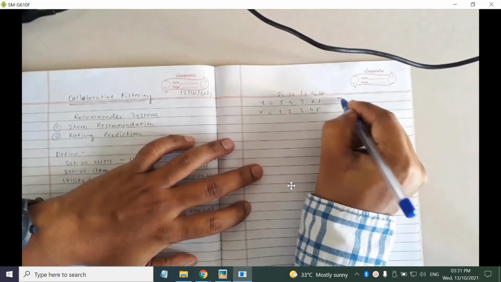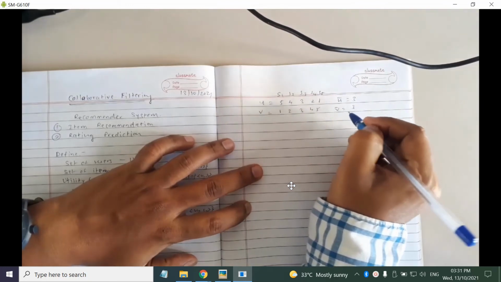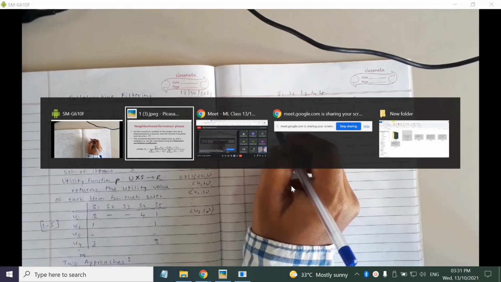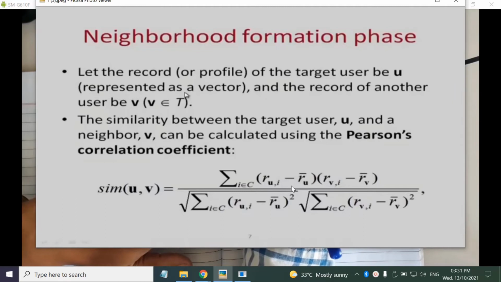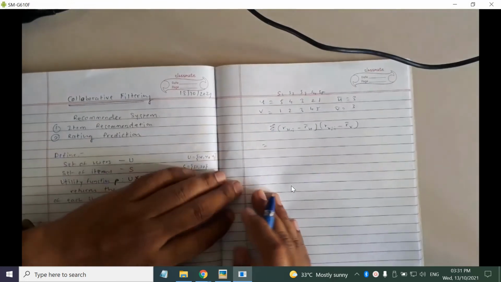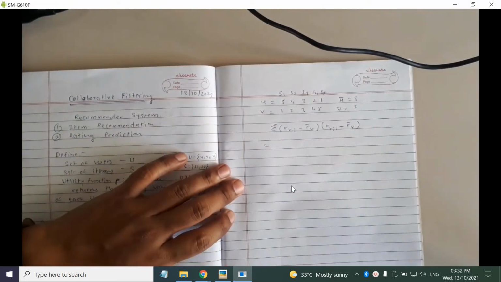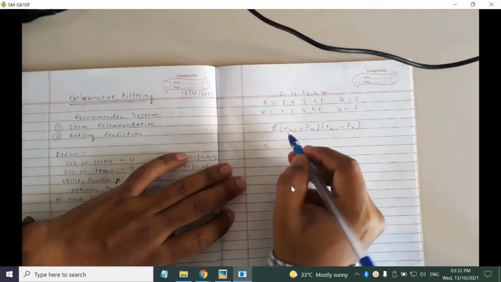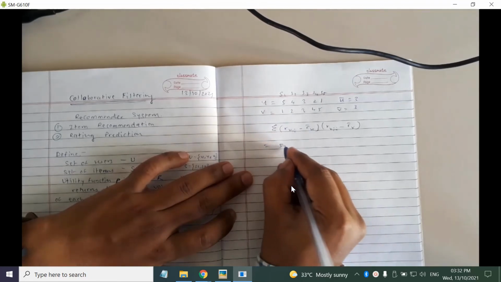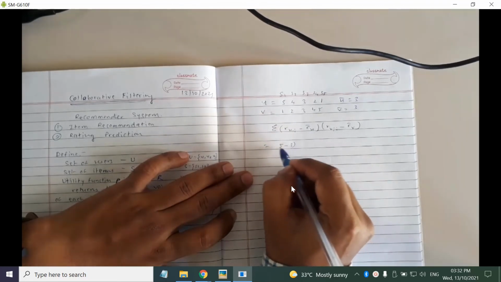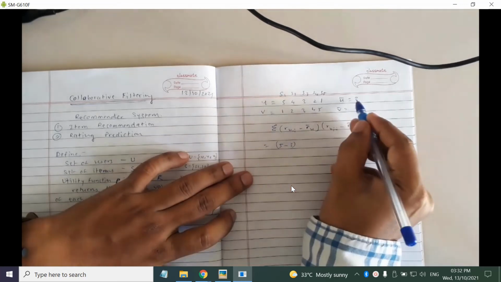From these values you can infer u bar and v bar. It will be 3 and 3, right? In the numerator what we have is the summation of (R_ui minus R_u bar) times (R_vi minus R_v bar). Forget about the denominator, it is just a normalizing term. See here what will happen. For the first item, 5 minus 3, right? That bar, the average, is 3.